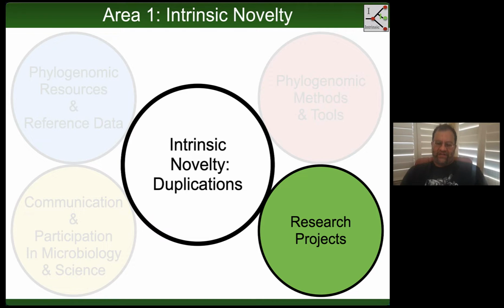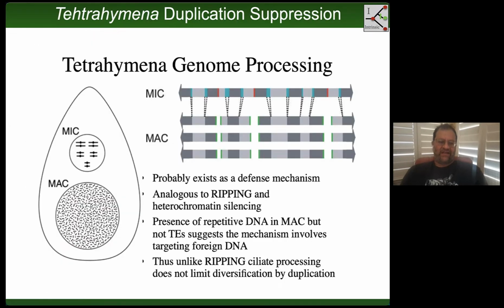Also been greatly interested in duplication processes across lots of organisms. We've looked at this in a lot of taxa. One organism that we worked on with really unusual patterns for duplication was Tetrahymena, a ciliate.